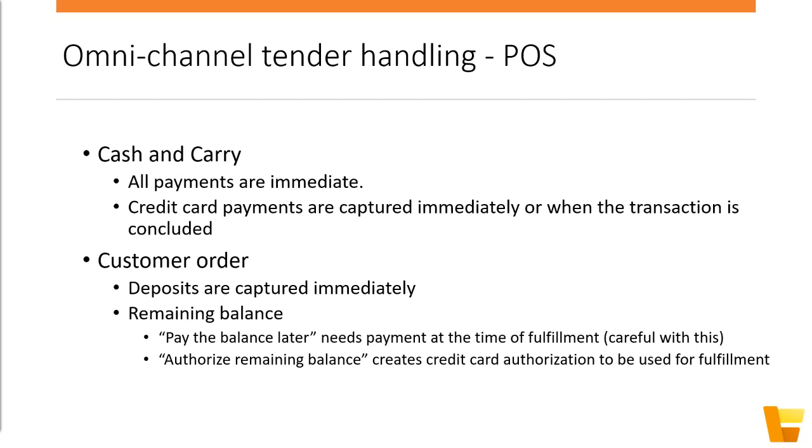So you'll see later on, actually my demo doesn't show this, but if you're creating a customer order in the point of sale, we prompt the cashier to ask the customer if they would like to provide a card for the remaining balance. And when that happens, the customer inserts their card in the payment terminal. That card is tokenized, and we authorize the remaining balance for that order, and that payment is captured when that order is fulfilled. So there's also another option called pay the balance later.